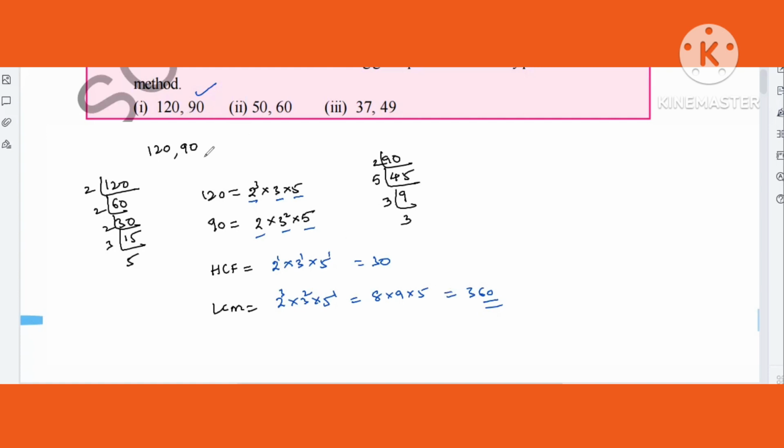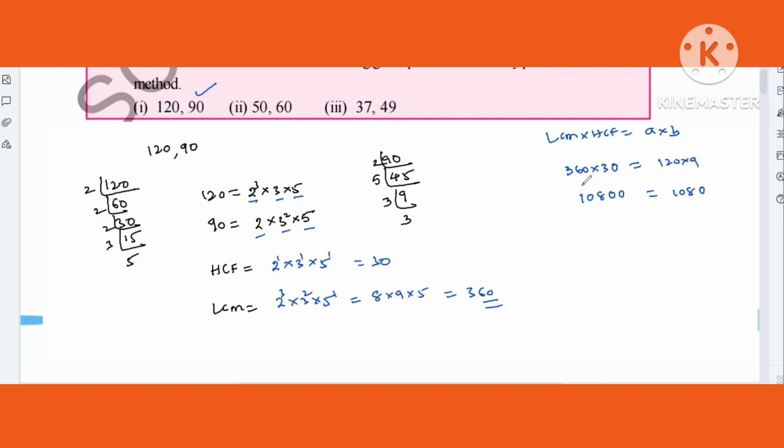If only 2 numbers are given, you can check whether the answer is correct or not. You already learned in the lower classes about LCM and HCF: the product of LCM and HCF is equal to the product of the numbers. So here, what are LCM and HCF? 30 into 360, and 120 into 90. So here, 36 3s are 108, and 2 zeros are there. 12 9s are 108, and 1 zero. Okay.